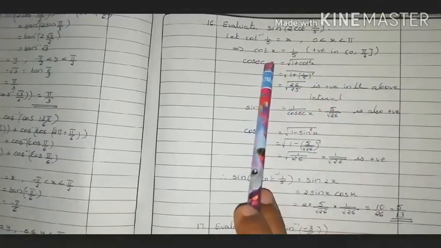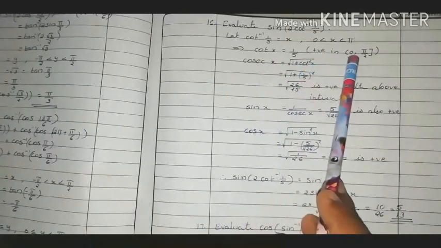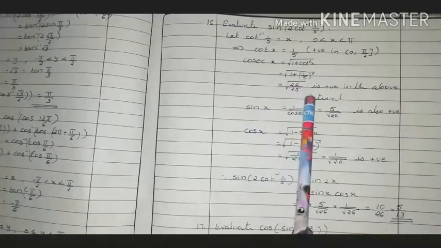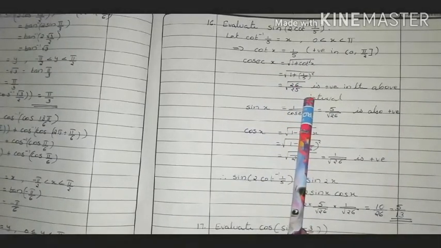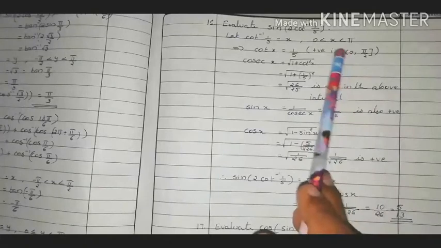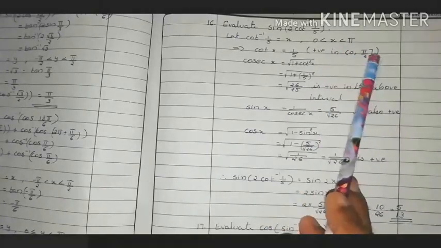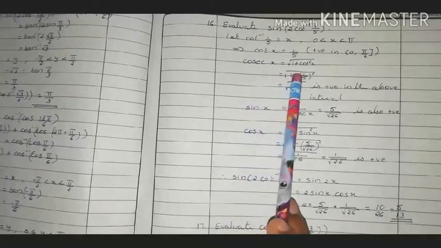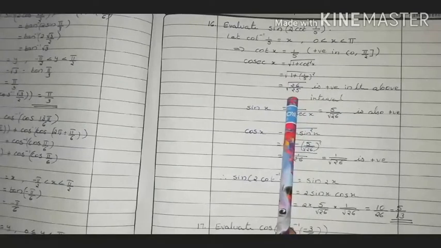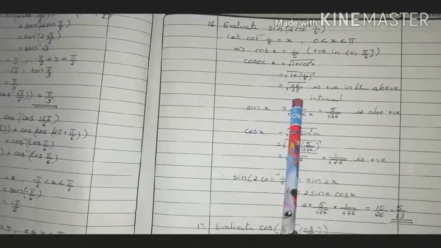Here we want to check this one also, because after taking the square root you may get two values. You want to find one value from that, either the positive or the negative value. We can find which one by considering the interval. Then cosec x is equal to square root of 1 plus cot square x. Substitute the value. You will get square root of 26 by 25. From that we want to take the positive value.